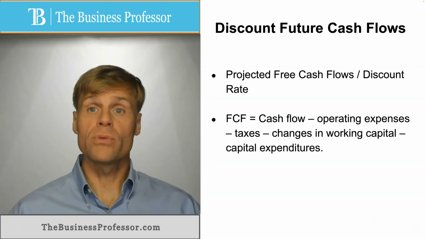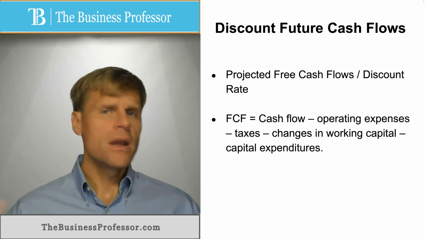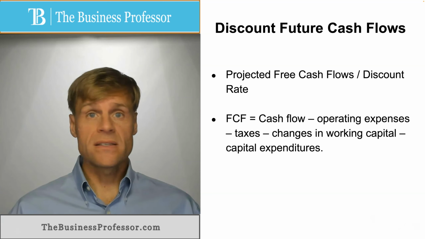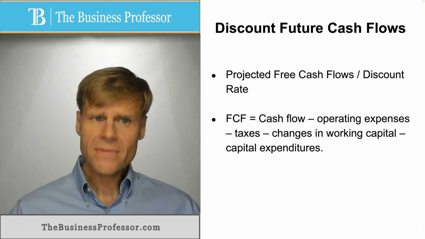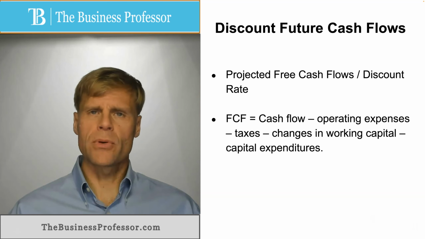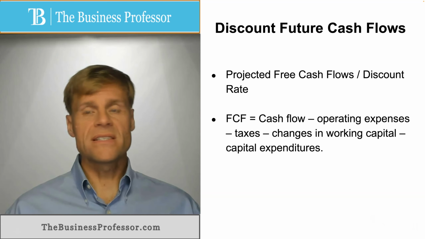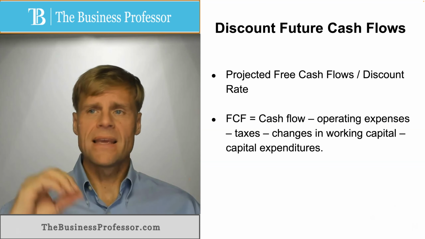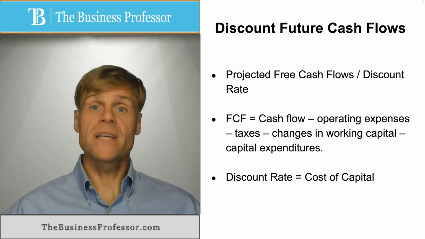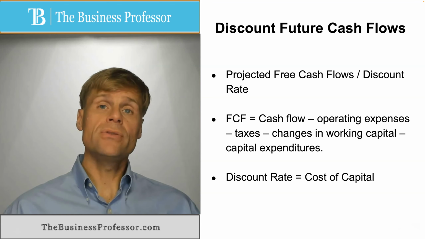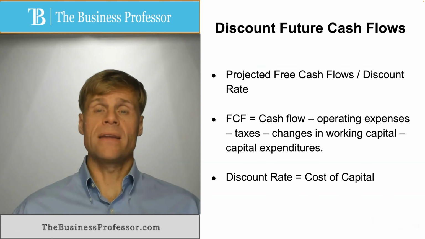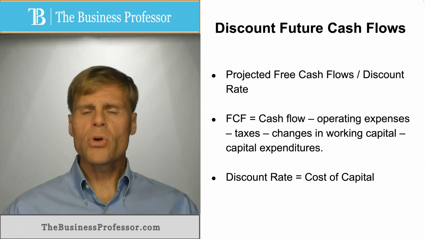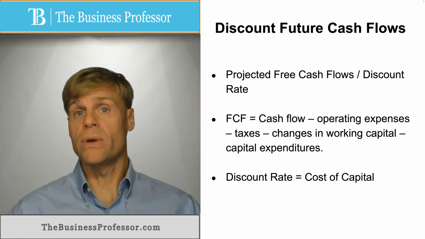Well, first you need to come up with what is the free cash flow of the company, which is just the company's incoming cash flow minus operating expenses, any taxes you have to pay, any changes in working capital and capital expenditures. Now, when you're looking forward, this is very difficult, so you have to look backwards to determine what you expect these figures to be over time. So you make projections, and then you determine the discount rate, which is basically the cost of capital for the company. Now, there are more complicated methods of coming up with the discount rate.